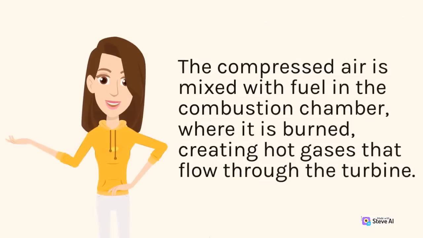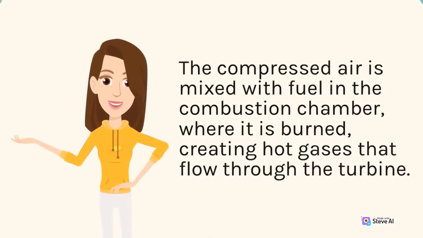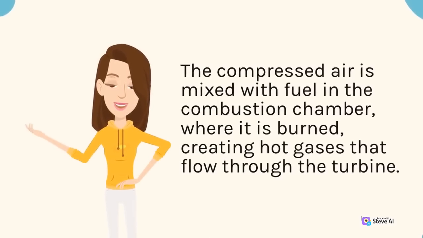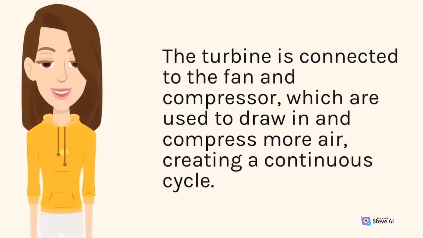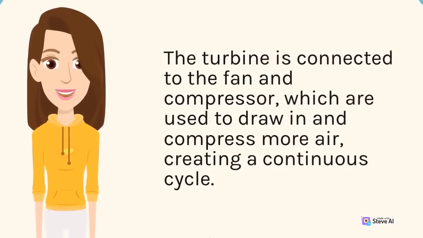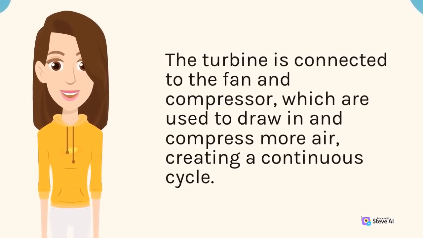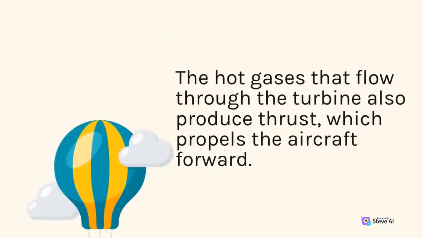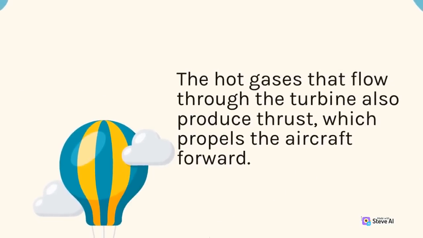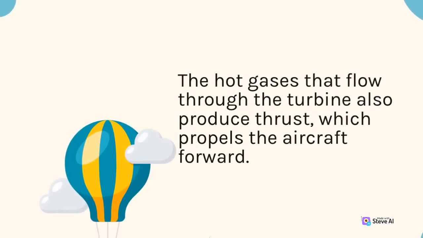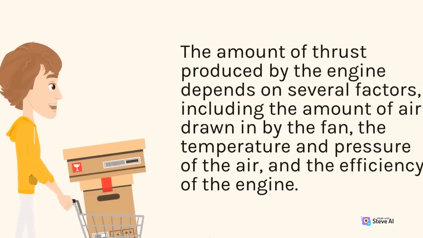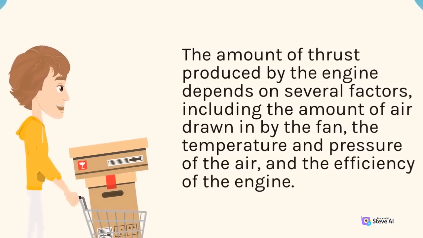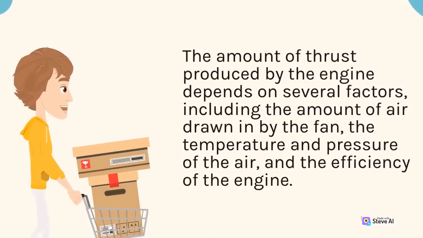The compressor then squeezes the air, increasing its pressure and temperature. The compressed air is mixed with fuel in the combustion chamber, where it is burned, creating hot gases that flow through the turbine. The turbine is connected to the fan and compressor, which are used to draw in and compress more air, creating a continuous cycle. The hot gases that flow through the turbine also produce thrust, which propels the aircraft forward. The amount of thrust produced by the engine depends on several factors, including the amount of air drawn in by the fan, the temperature and pressure of the air, and the efficiency of the engine.